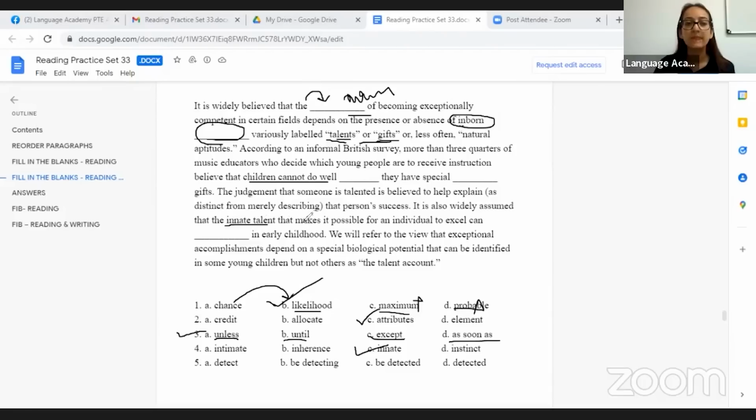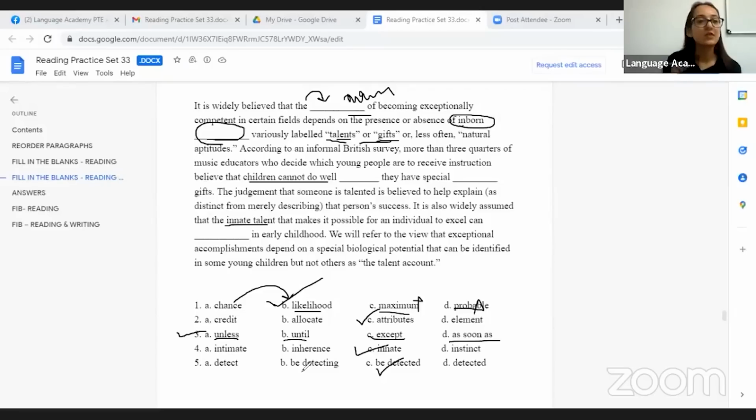And then in the end, they say it is also widely assumed that the innate talent, it was given also here, that makes it possible for an individual to excel can dash in early childhood. So if we are born with that talent, it can dash in early childhood. Everybody will come to know about it even in early childhood. So we say can be detected in early childhood. It's not that we'll have to wait for a person to grow or become an adolescent. For example, if a child is very good at singing, or has interest in singing, he or she will start singing from the age of 4 or 5, not professionally. But he will come to know that he likes singing. So that is his innate talent.